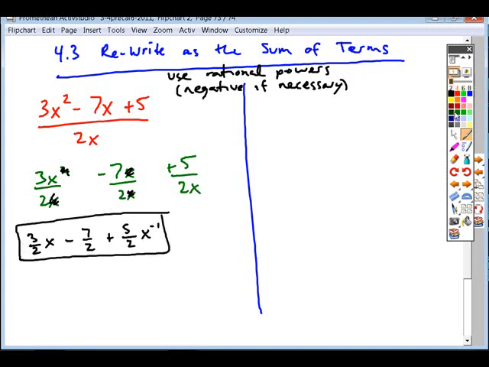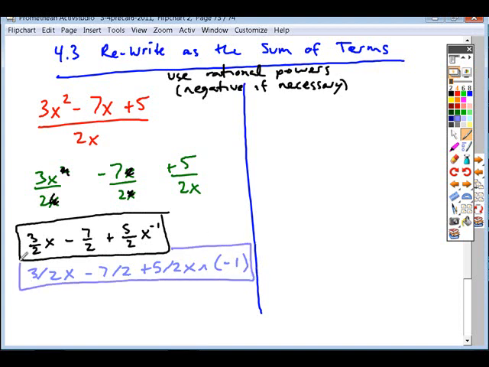And the way that it needs to be entered online is the following. Write your rational coefficient first. So 3/2 in this case, x, -7/2 plus 5/2 x to the, and anytime you have a rational or negative power, put the power in parentheses. You still are going to write it from the highest power to the lowest power, okay? But this is what it would look like as far as the form of entering it.